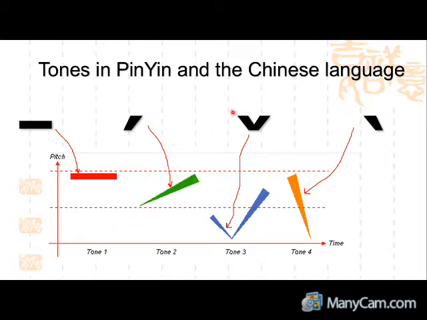Tone 3 is one that's very tricky because it falls and then rises in pitch. The starting pitch is low, it goes even lower to a minima, very, very low pitched, and then it goes up relatively high past the starting pitch. And the 4th tone is this falling tone. And obviously you can see that these tones are marked on the graph, and this might help.